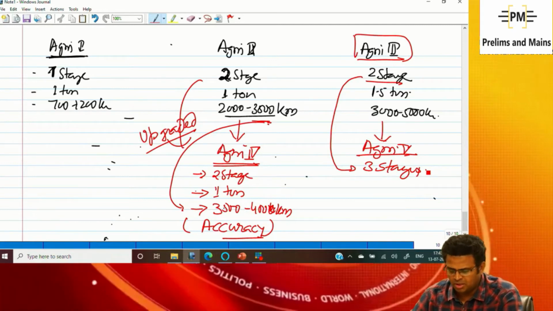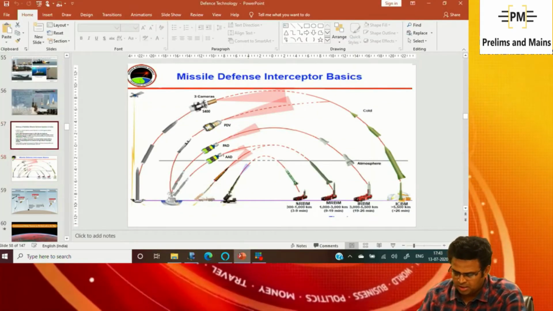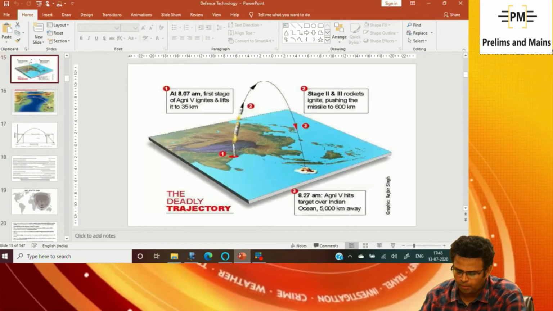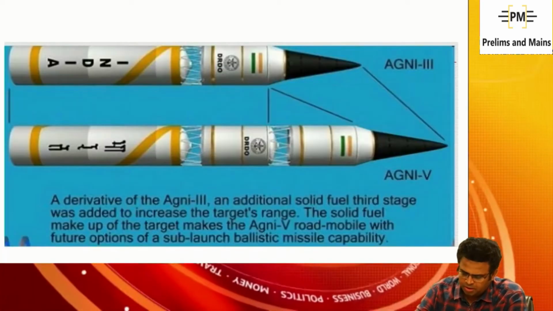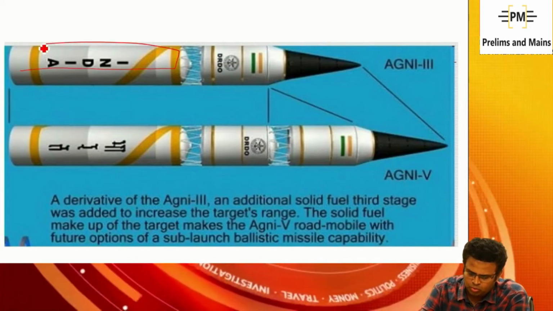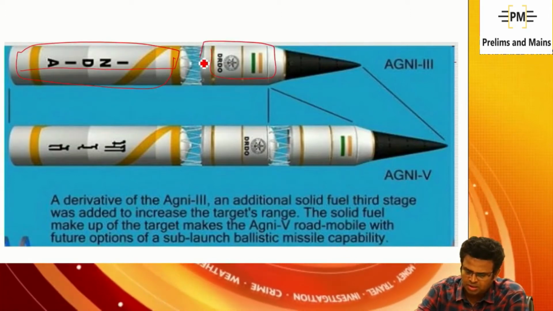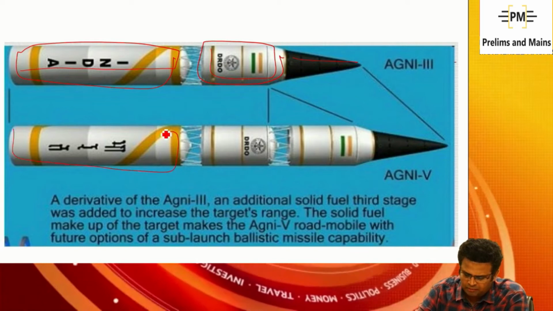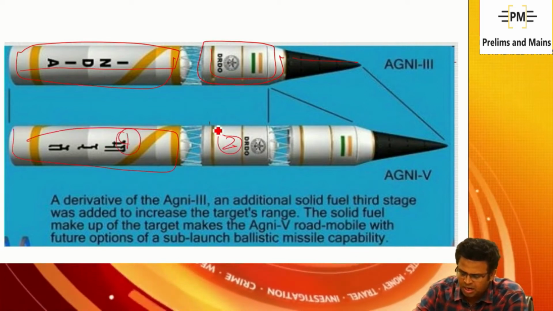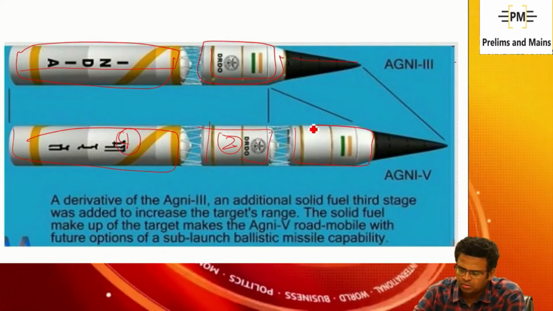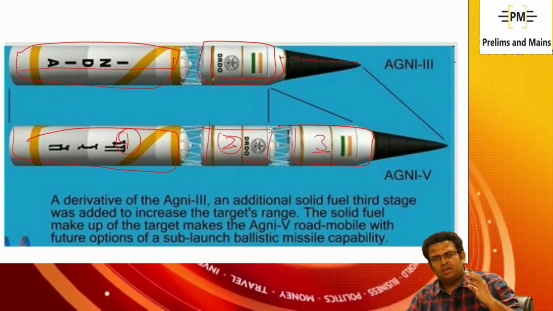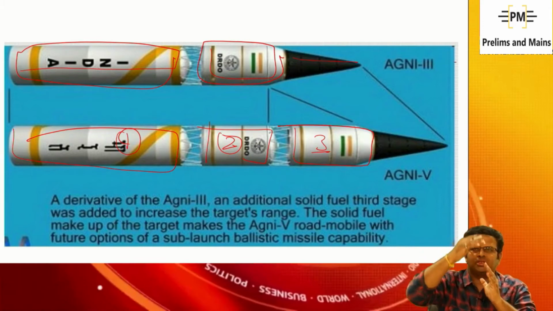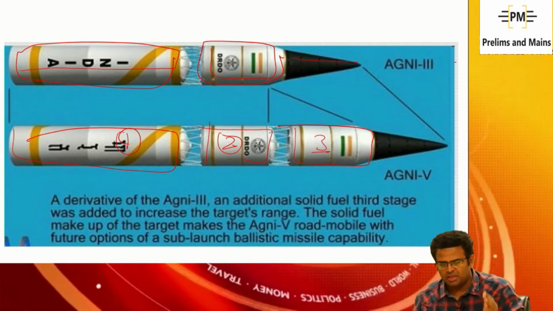Agni 5 has 3 stages. Here you can see the 2-stage Agni 3, and here is the warhead. Similar to Agni 3, we have a first stage and a second stage, and we have added one more stage, a third stage. So we have taken the 2-stage Agni 3, added one more stage, and it became Agni 5. So it is an upgraded version.